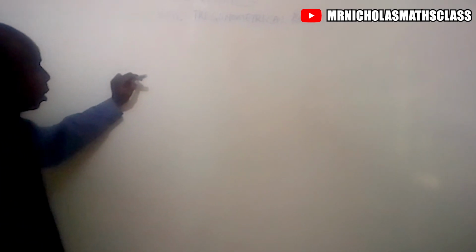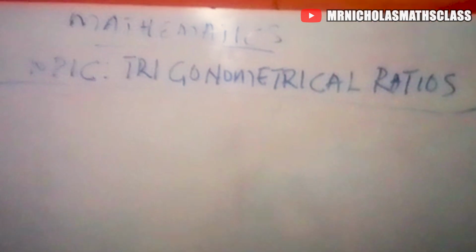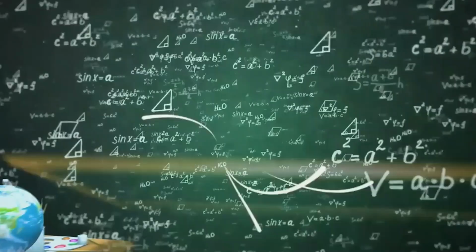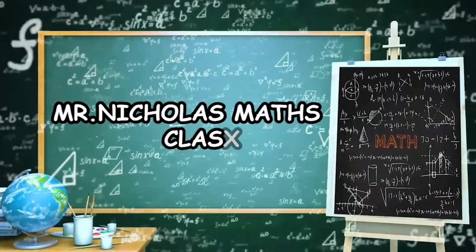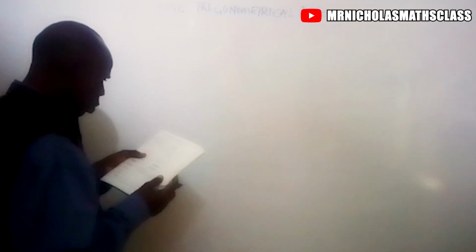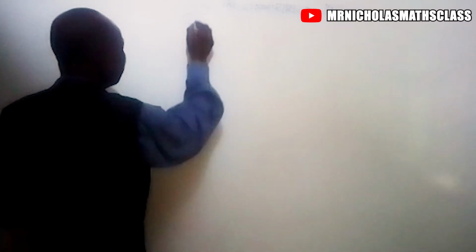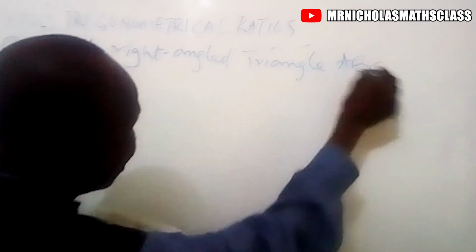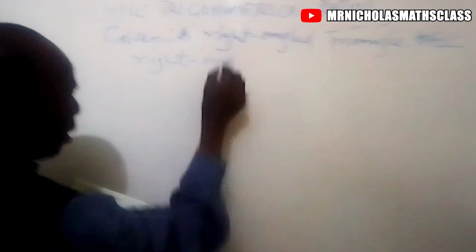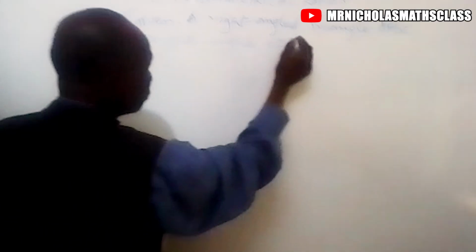Nicholas' class. Today we are going to be looking at trigonometrical ratio. In looking at trigonometrical ratio, we want to look at a right angle triangle. We are given triangle ABC, right angle at B.